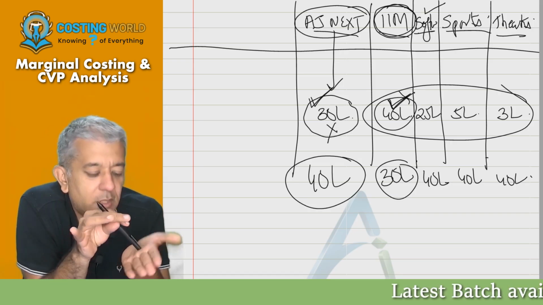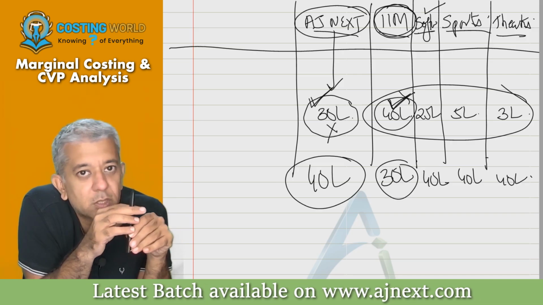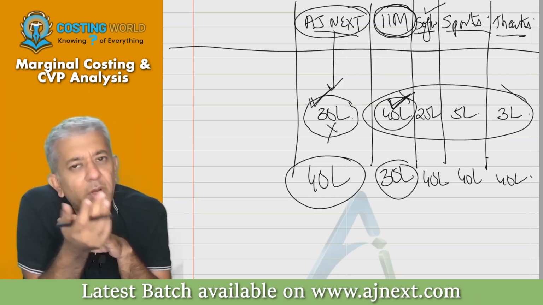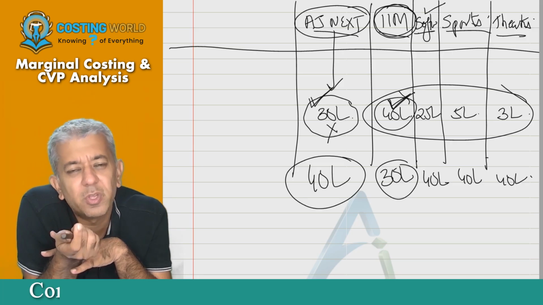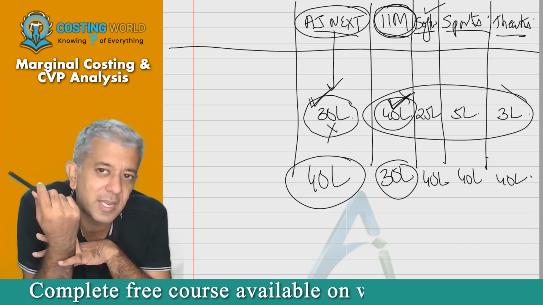Opportunity cost is the opportunity that you have lost. If you were not doing this, you would have done something else. That something else would have given you more money. I would have selected that particular option.